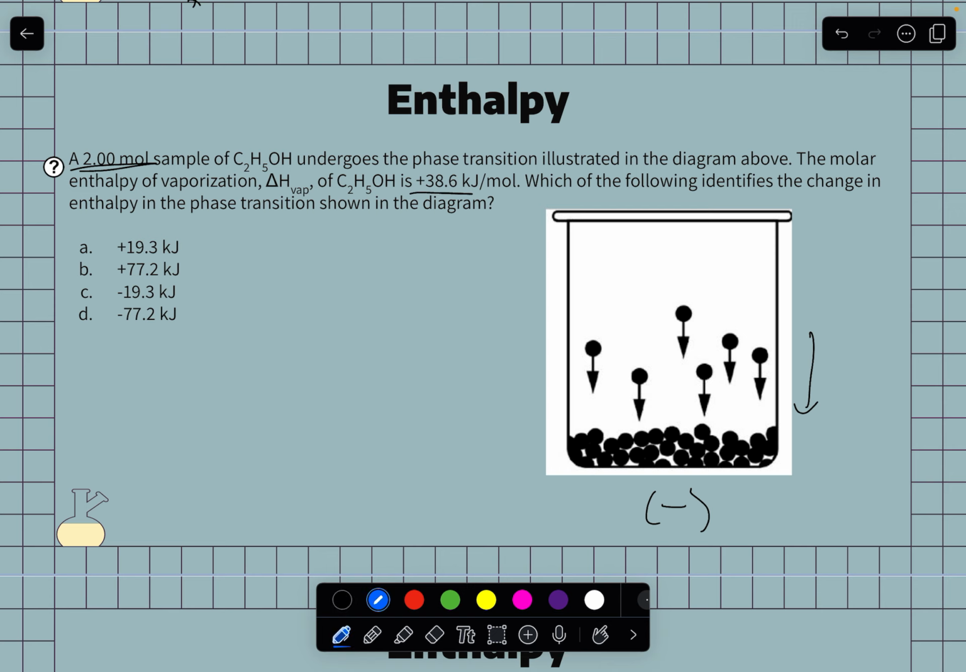Okay, now looking at our number, we have our delta H was given as 38.6 kilojoules per mole. But we said we had 2 moles. Okay, so if we have 2 moles and we're looking at it for this delta H value, we need to divide the delta H by 2. So we would get the 19.3, and we know it's a negative number. All right.